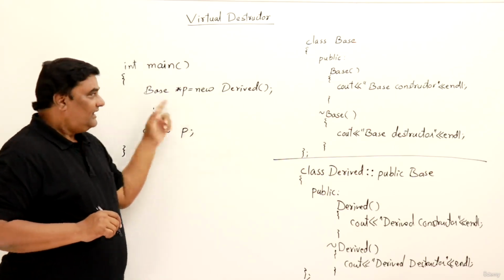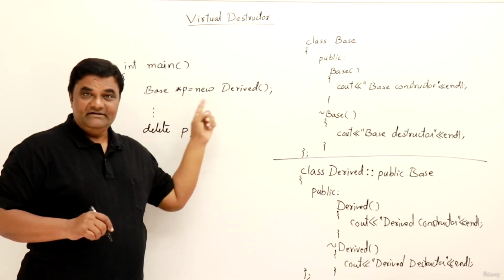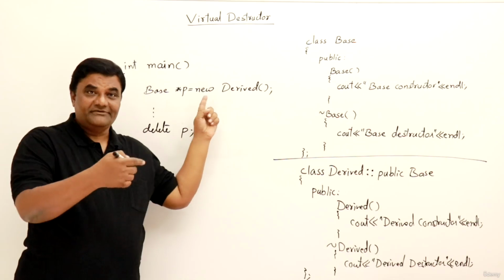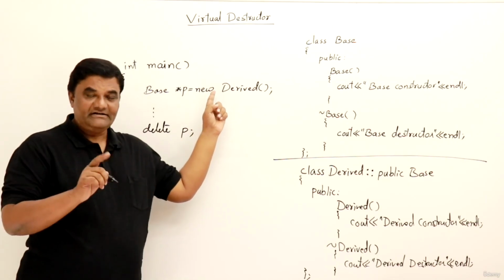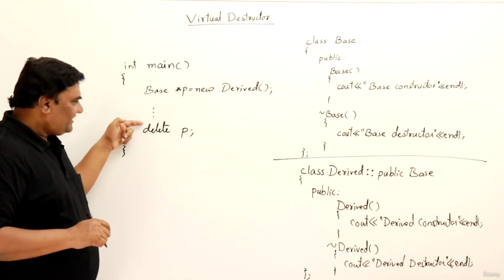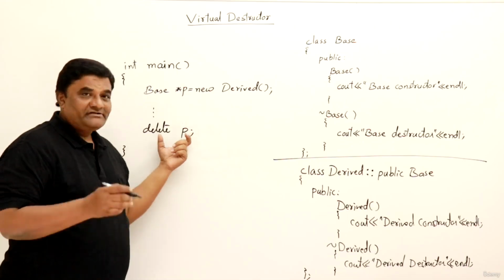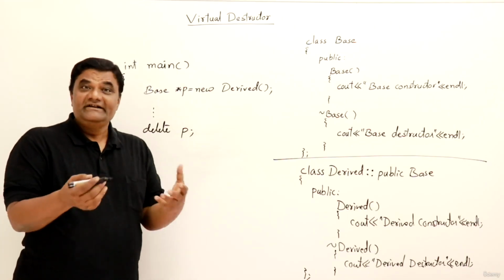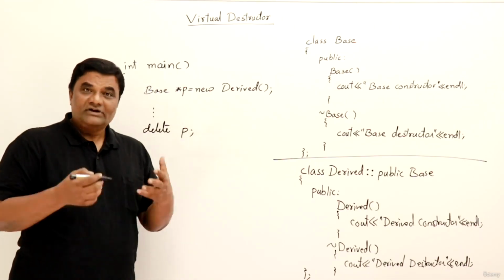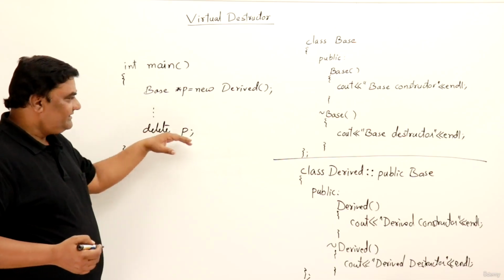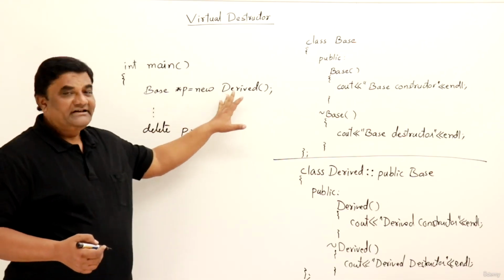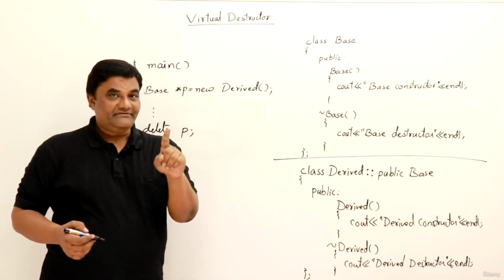Then I am creating it dynamically. This is created in heap with new, right? Then after some time I am deleting it, because dynamically created memory should be deleted when not required. So I said delete P. So this object will be destroyed. The object is of derived class.